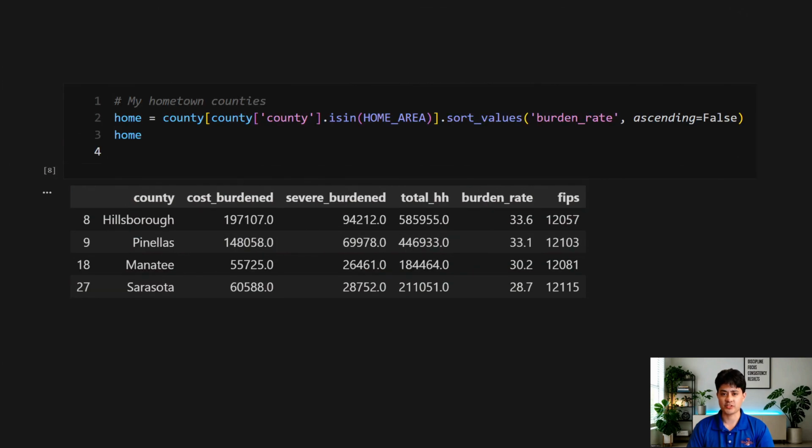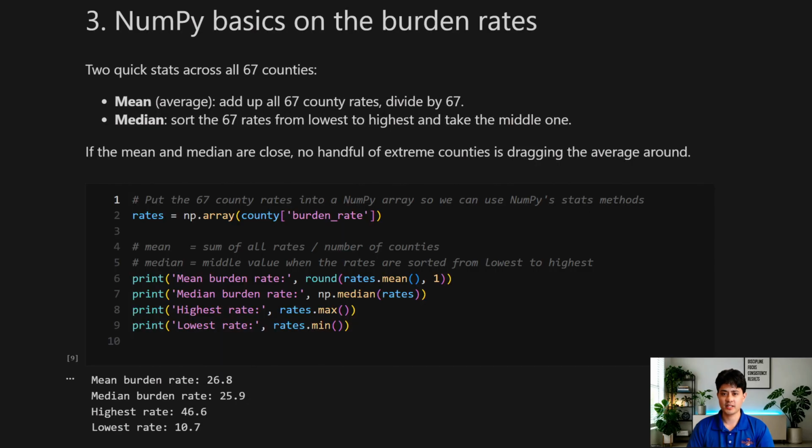I pull a quick subset in cell 8 just to verify our home counties look correct, and then in cell 9, we cast the burden rates into a native NumPy array to analyze the distribution shapes. The unweighted mean across all 67 counties is 26.8%, while the median sits tightly at 25.9%, demonstrating a relatively balanced distribution before factoring in total population weights.